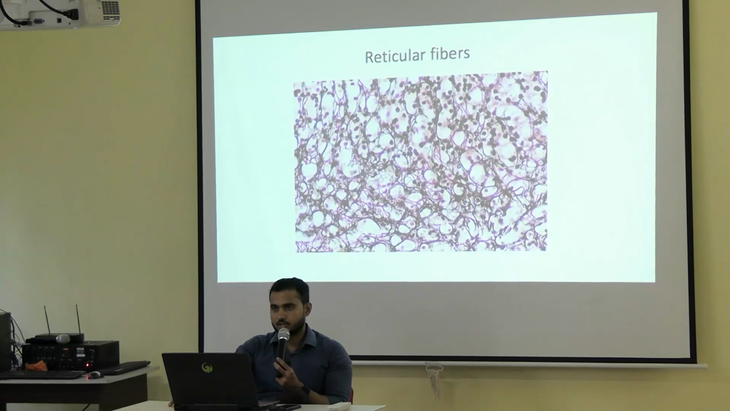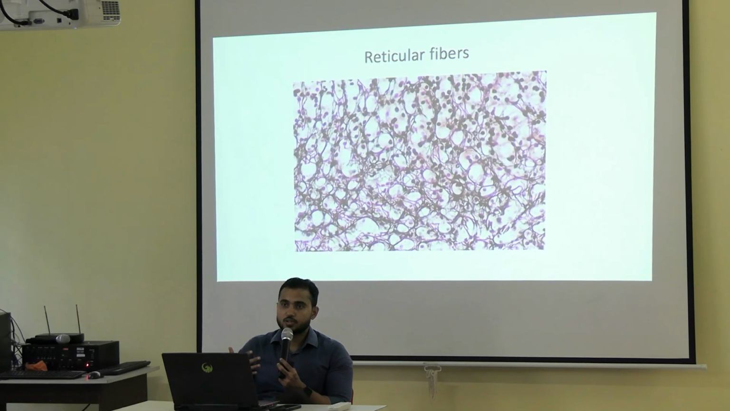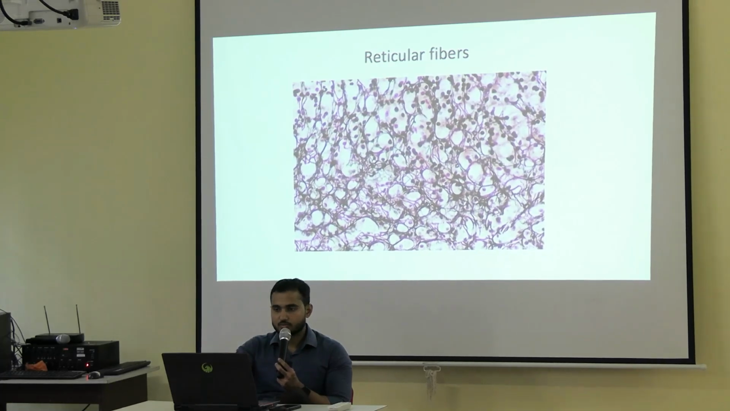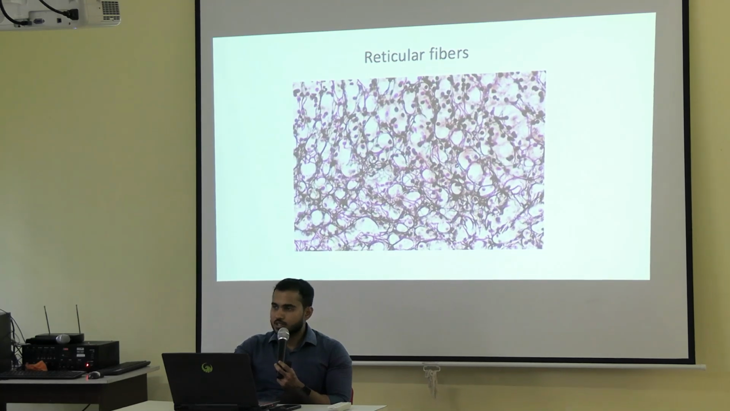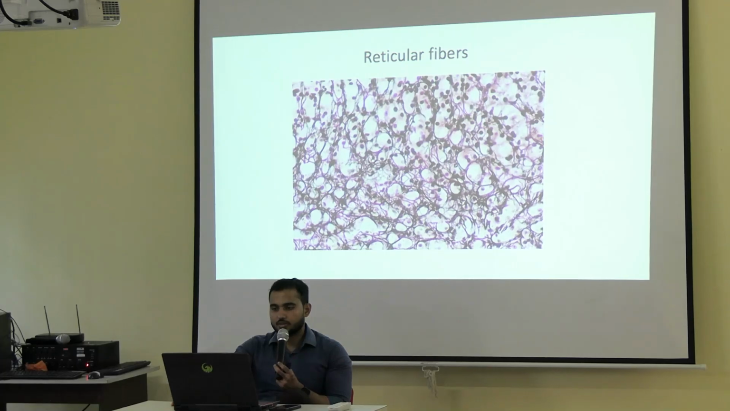These reticular fibers. Okay, so उसका जो branching pattern है, वो इतना unique होता है that they form a network-like structure. Okay. Next, these striations can be seen, though it is a type of collagen fibers.